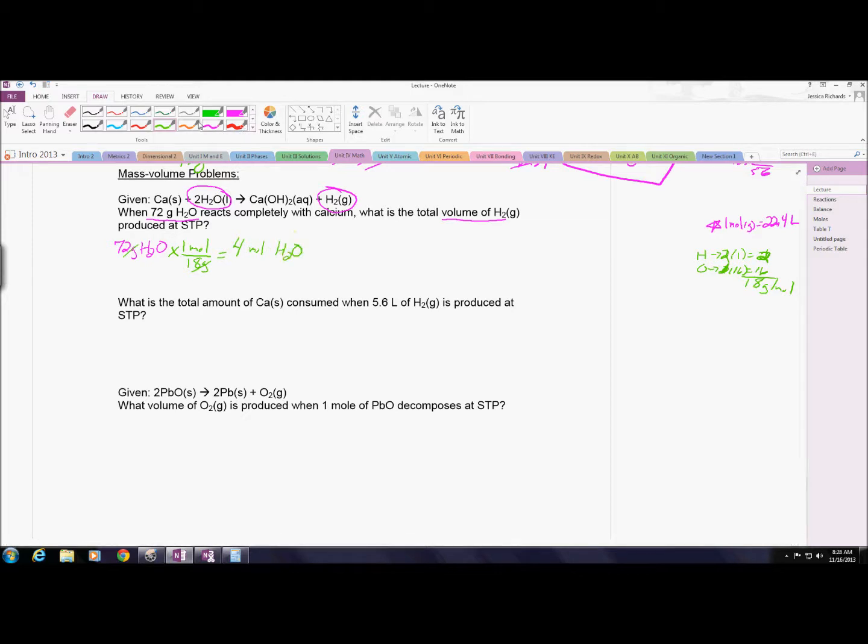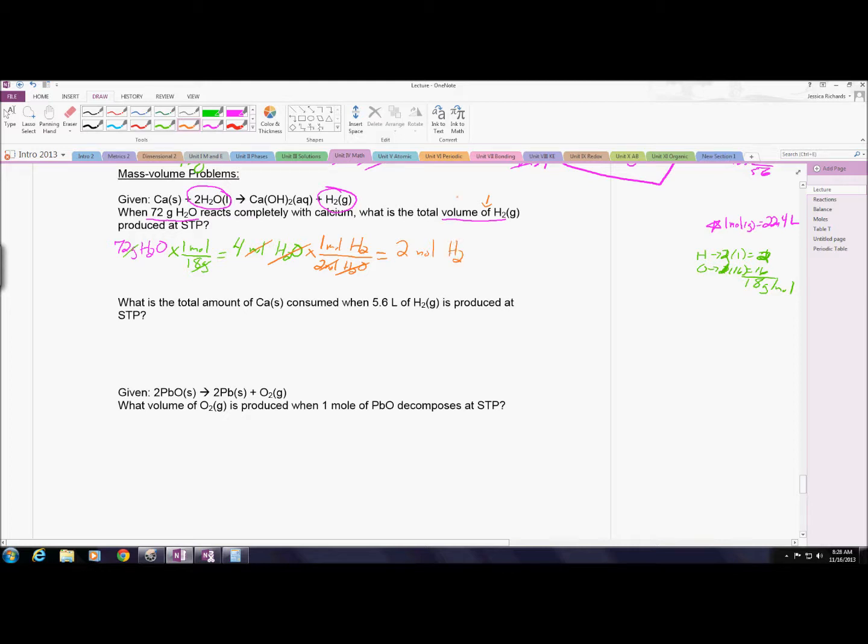Now that I have moles, I can use my equation. It says for every 2 moles of water, and I'm going to put the 2 moles of water at the bottom because I want water to cancel, we make 1 mole of hydrogen. So I put the 1 mole of hydrogen on the top because hydrogen is what they want us to find. Moles of water are going to cancel. 4 times 1 is 4 divided by 2 says that I will make 2 moles of hydrogen.